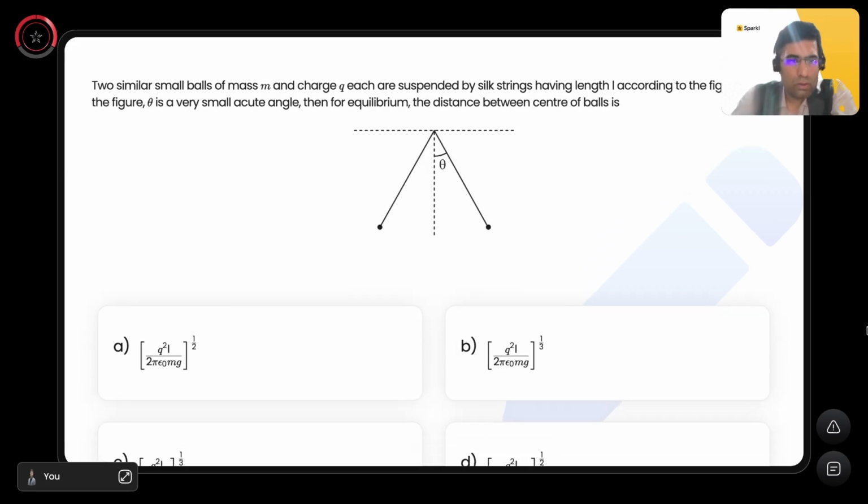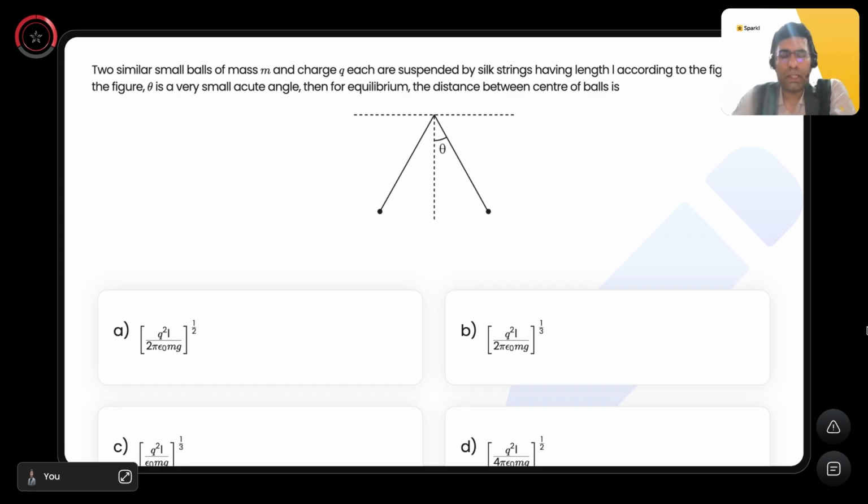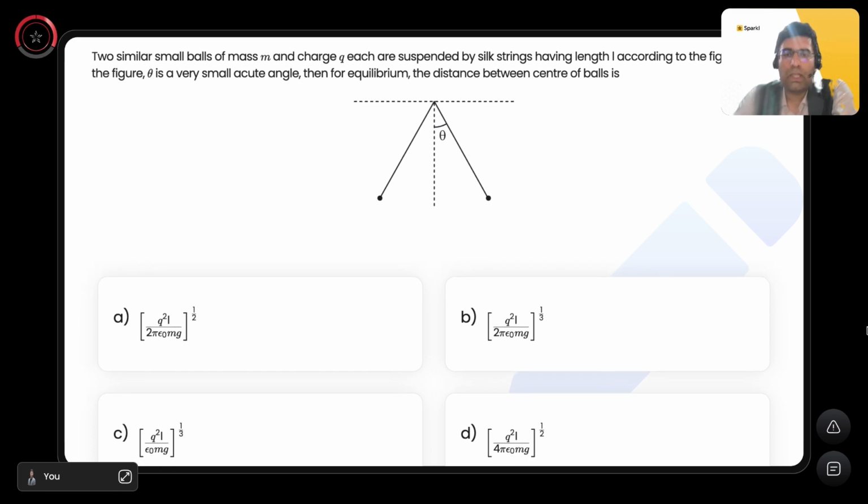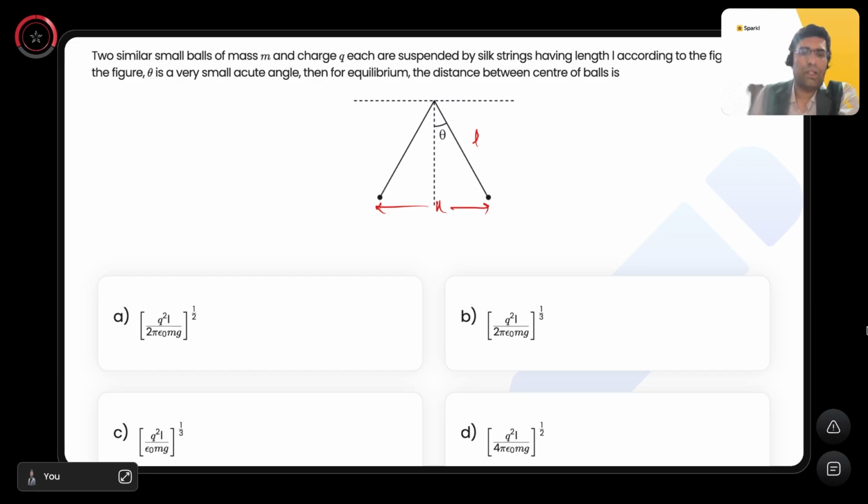Two similar balls of mass m and charge q, each are suspended by silk strings having length according to the figure. If in the figure theta is very small, then for equilibrium the distance between the centers of the balls is. So let's say this is L and the distance between the centers of the balls is x. Theta is very small, so we can write that sine theta will be equal to tan theta, and sine theta is how much? This distance is x by 2. So sine theta will become x upon 2L. So that will be tan theta and that will be theta.